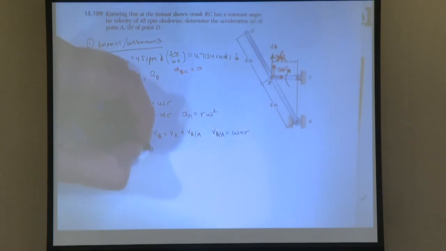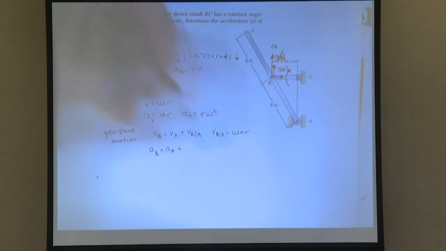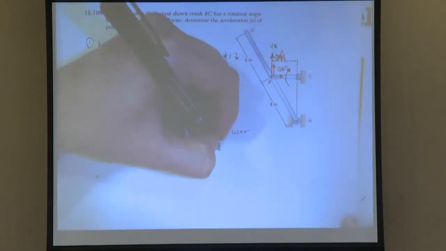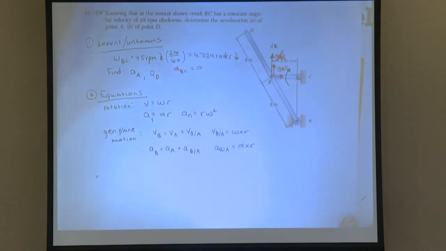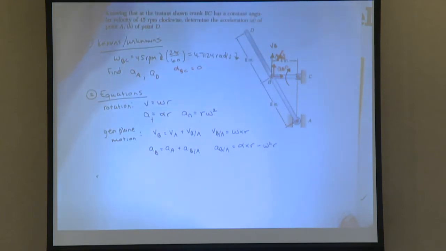And then for acceleration, so I could say AB is equal to AA plus AB relative to A. And what does AB relative to A equal? Alpha R. Omega squared R. Good. Everyone okay with this? But why did you say this only has translation?